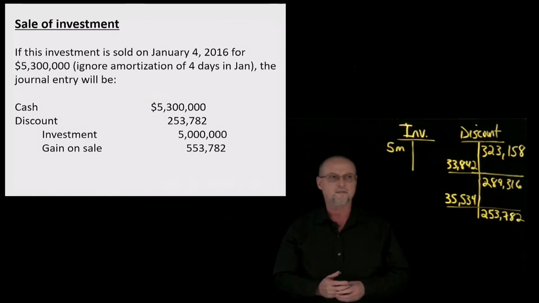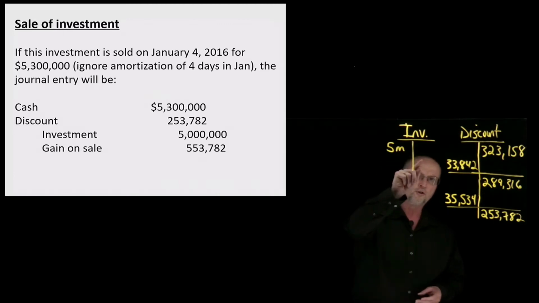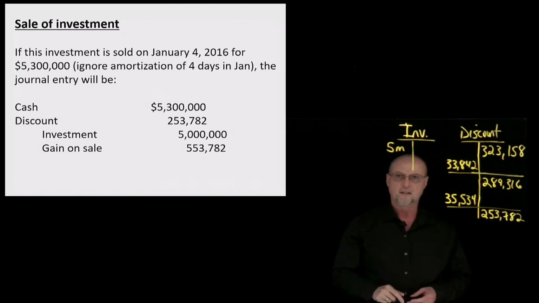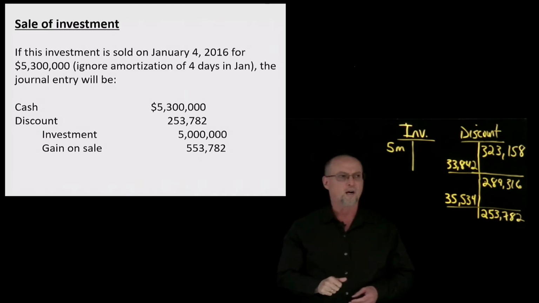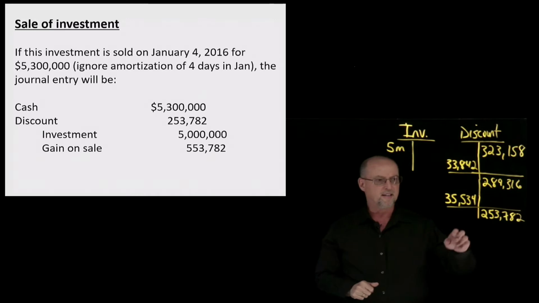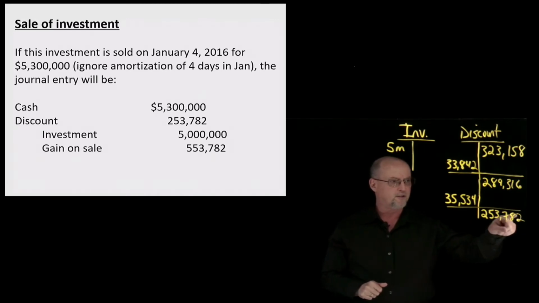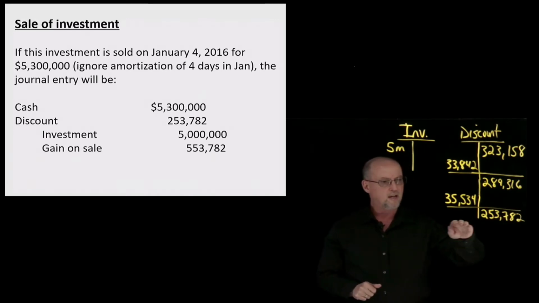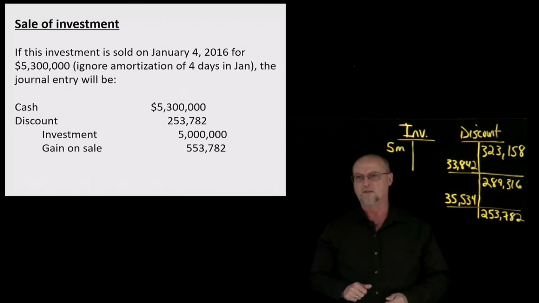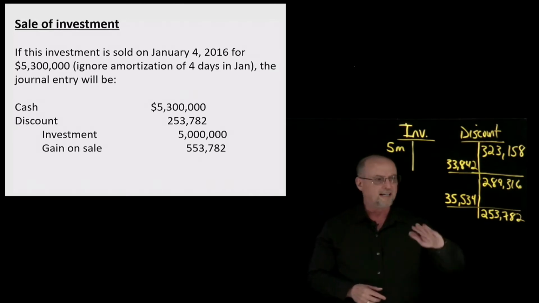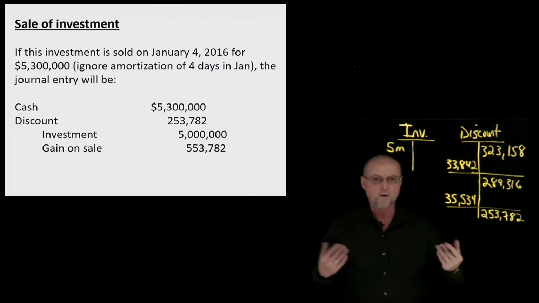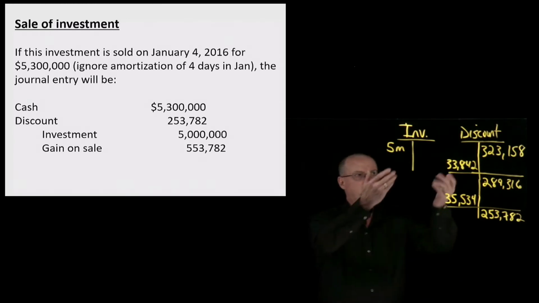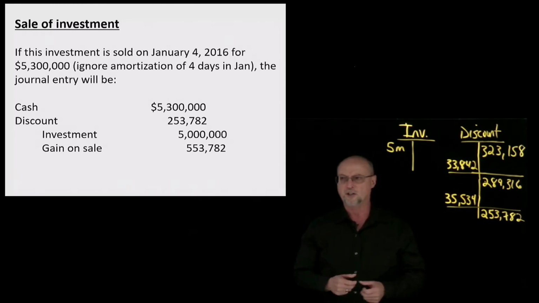When you sell an investment, we would credit the investment, right? A credit to the investment zeroes out the account. We're going to debit the discount, right? We've got a credit balance of 253,782. So I debit the discount for 253,782. That zeroes out the discount because we no longer have these bonds. We shouldn't see either account in our general ledger.